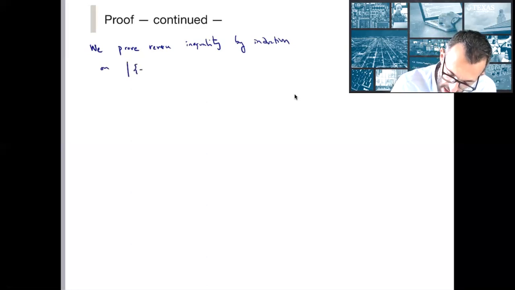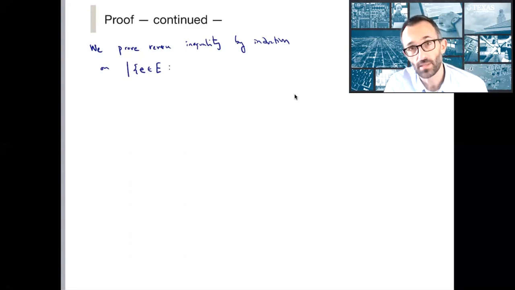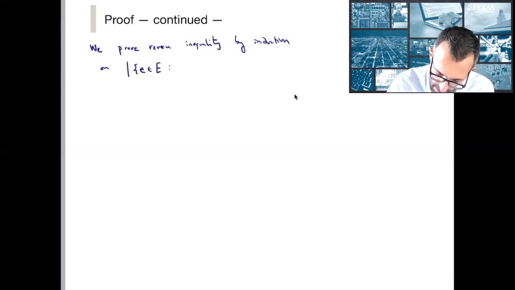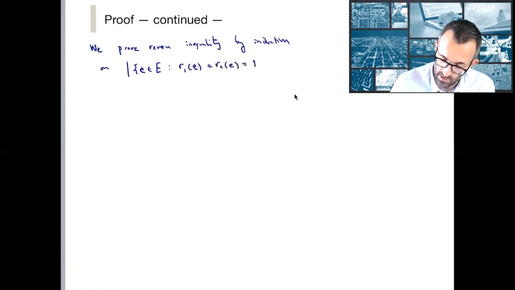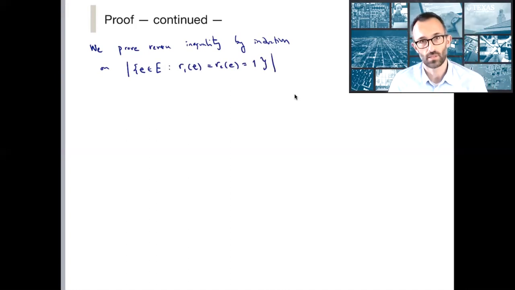The set of edges, I'm sorry, the set of elements in E. It's too tempting for me to not call them edges when I'm using E and thinking about graphic matroids. The set of elements in the ground set that have rank 1 in both matroids, in other words, that aren't loops in either matroid. So the set of elements e such that R1 of e is equal to 1 and R2 of e is also equal to 1. The base case would be that this set is empty.